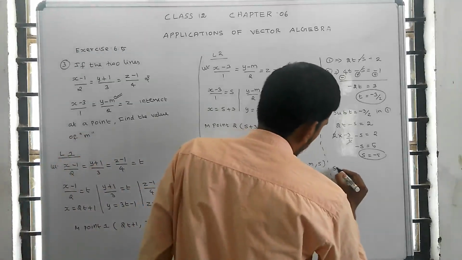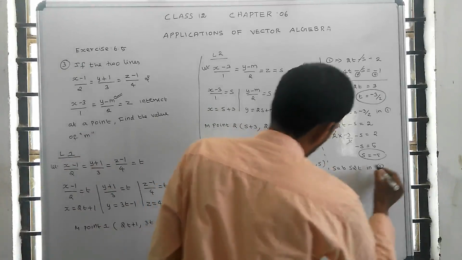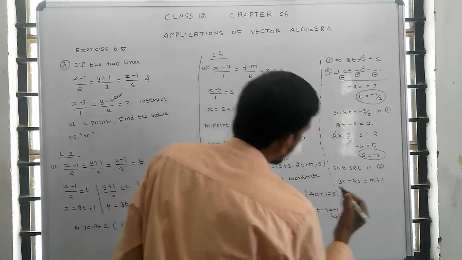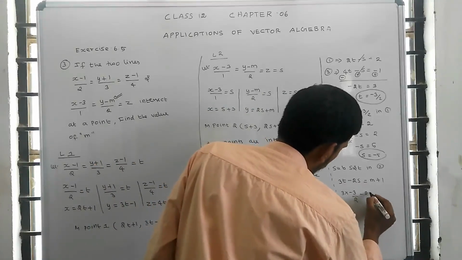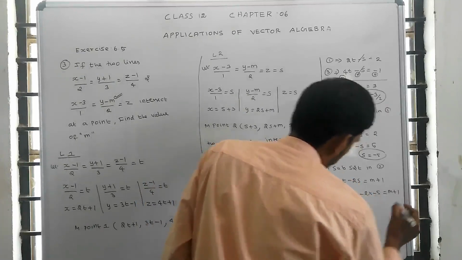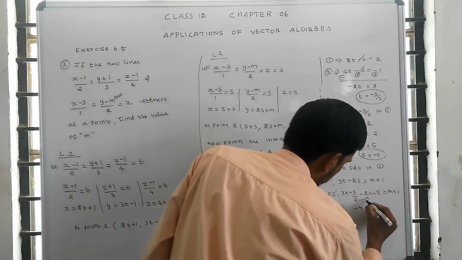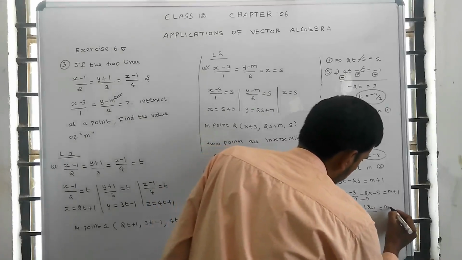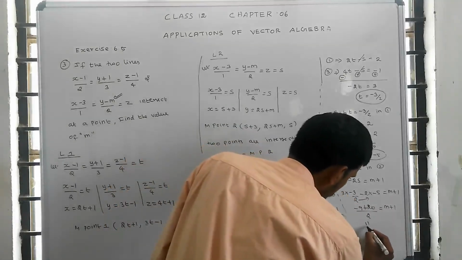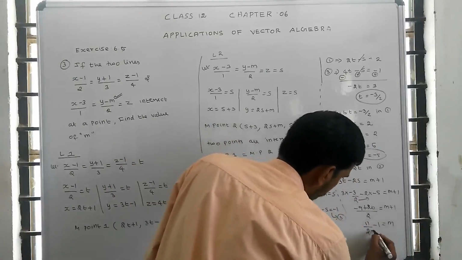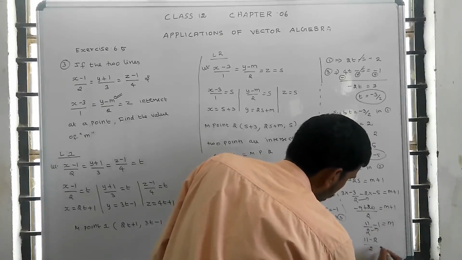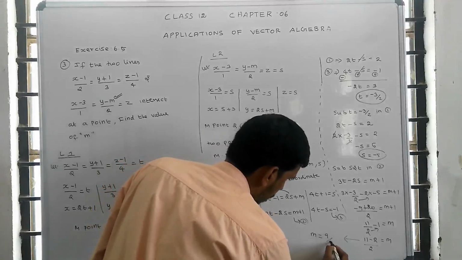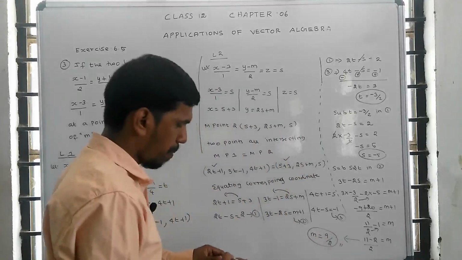Now we need the value of m, so substitute s and t in equation number 2: 3t minus 2s equal to m plus 1. So 3 into minus 3 by 2 minus 2 into minus 5 equal to m plus 1. This gives minus 9 by 2 plus 10, which is 11 by 2, equal to m plus 1. Taking the LCM, 11 minus 2 divided by 2 equal to m. So the value of m is 9 divided by 2. That's the result.